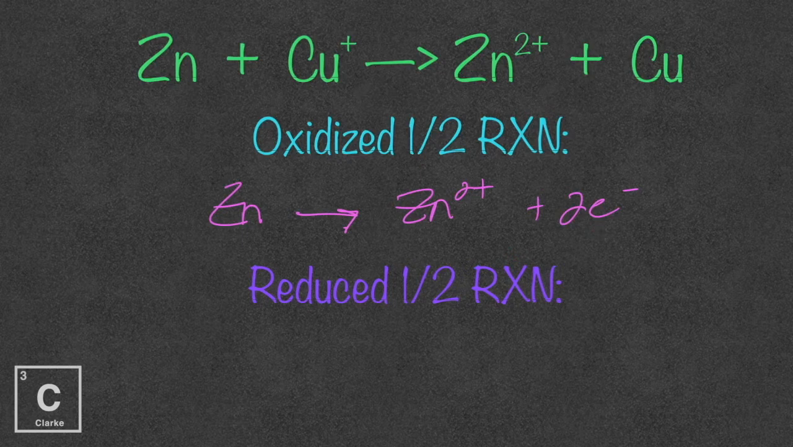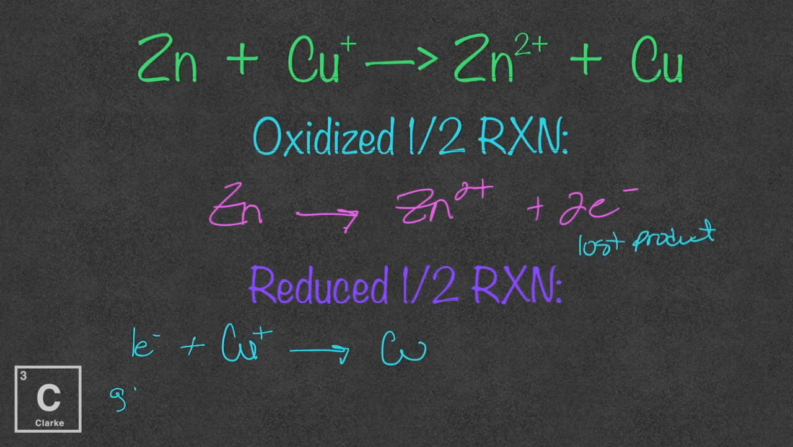And then if we want to look at the reduced portion, the reduced half reaction, we would start with copper. Copper has that +1 ion, and then its product was copper. For copper to go from this ion to this free element, it had to gain an electron. So we show gain on the reactant side. So 1 electron plus the copper ion got us the free element copper. So you show loss as a product and you show gain as a reactant.